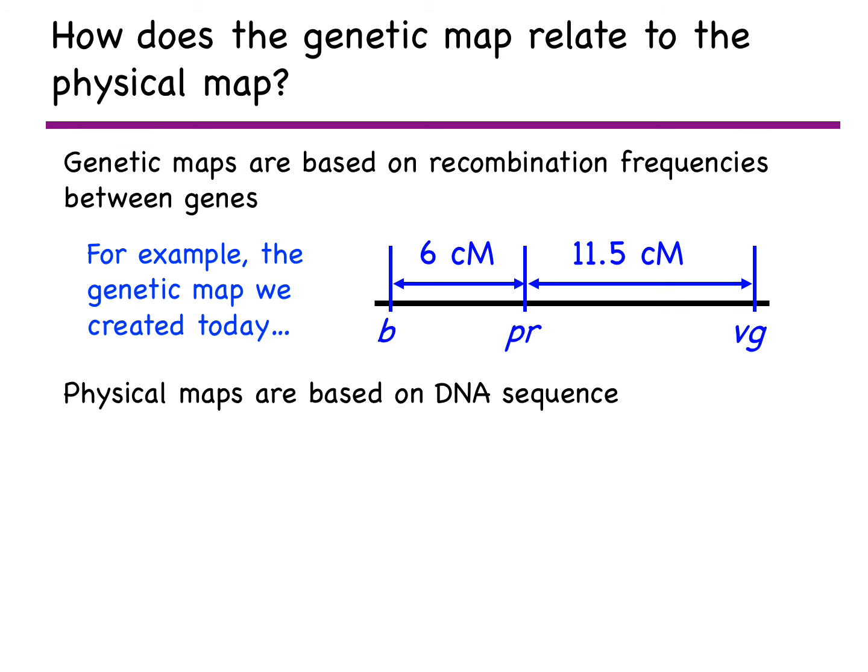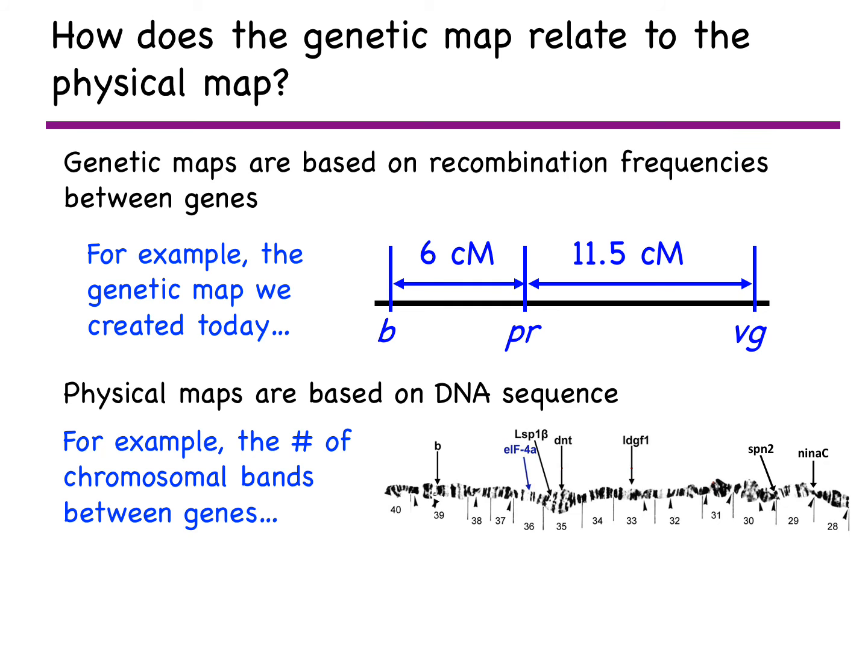And physical maps are based on DNA sequences, and there's lots of different kinds of physical maps. I'm not going to go through all of them. I'll just mention a couple of them. One type of physical map is a chromosome, and you can see certain chromosomes in certain organisms and in particular tissues. You can sometimes see chromosomes during mitosis.